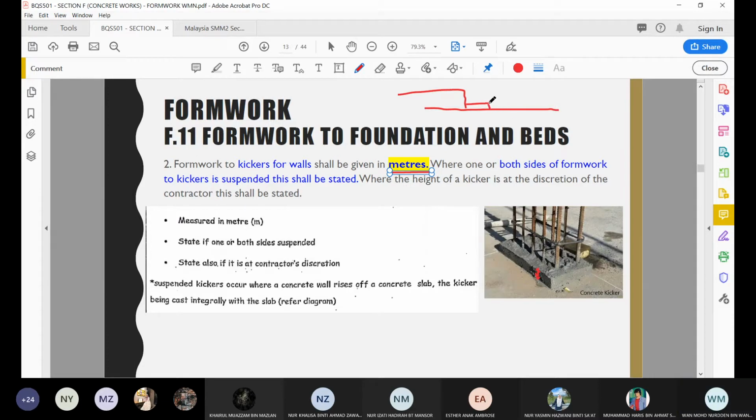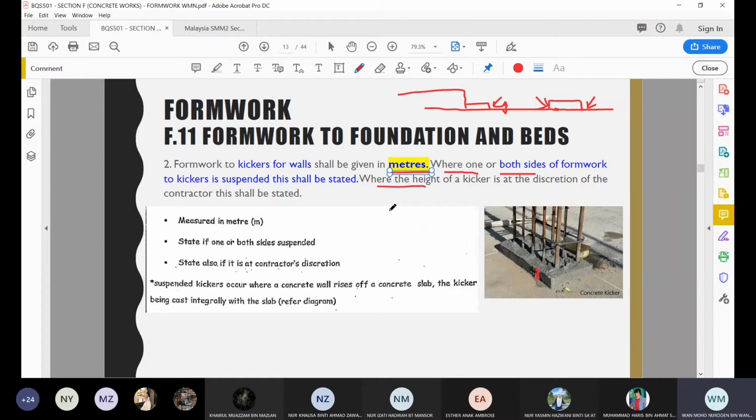Okay, so formwork, that's why it says where one or both sides. If both sides, it's like this, kickers, you know, both sides, this side and this side. Or one side only, like this here. Where one or both sides formwork to kickers is suspended, this shall be stated. Where the height of the kickers is at the discretion of the contractor, this shall be stated. So this is the height of the kickers, okay.